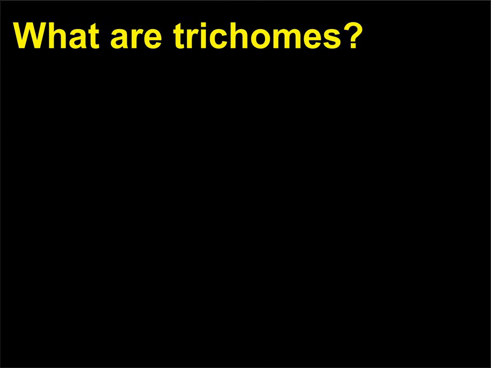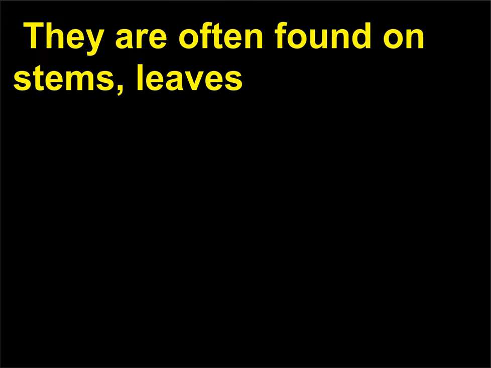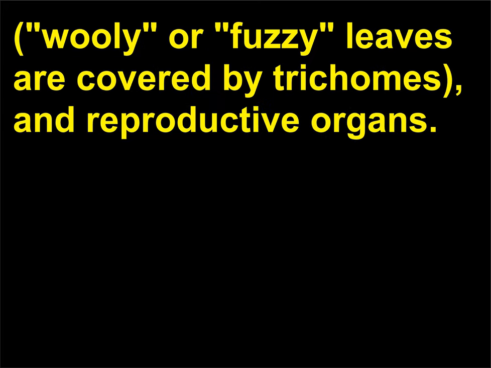What are trichomes? Trichomes are hair-like outgrowths of the plant epidermis. They are often found on stems, leaves. Woolly or fuzzy leaves are covered by trichomes and reproductive organs.